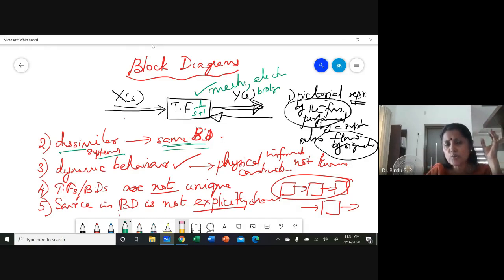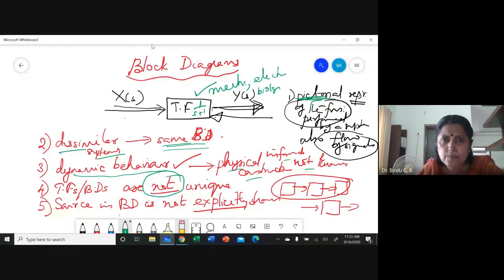The block diagram is useful because it provides the dynamic behavior of the system, but it doesn't give you any idea about the physical construction. Another thing is that block diagrams, or transfer functions for that matter, are not unique at all. The same system can have different kinds of block diagrams, and the source in the block diagram is not explicitly shown. These are the things regarding block diagrams that I want to tell you. Except for the pictorial representation, these are all equally applicable to the limitations or characteristics of the transfer function as well. Okay.